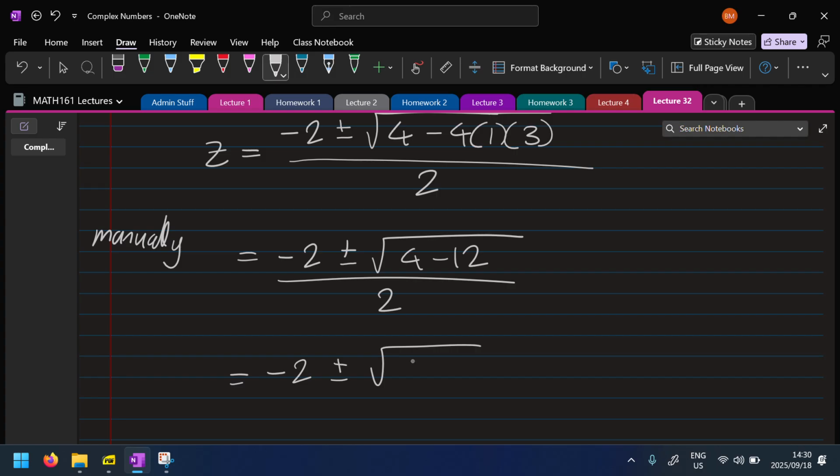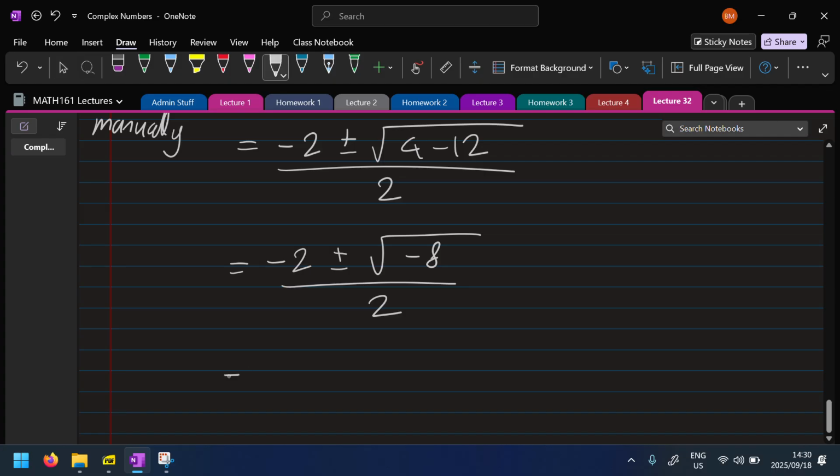Minus 8 over 2. Now this root of minus 8, that gives us some issues. So the minus 1 that's attached to the 8, we're going to take it out. So this is going to be minus 2 plus minus the root of minus 1. That's giving us problems. So let's take it out of the root there. And we're left with root 8 left over.